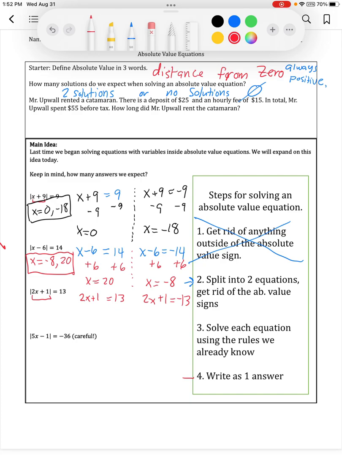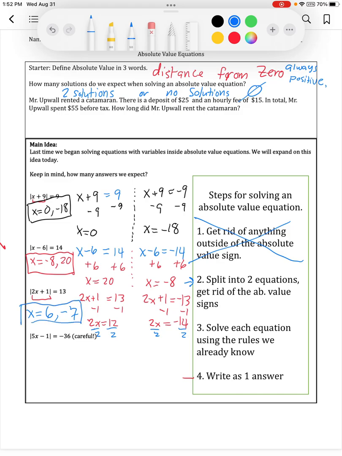We can solve each one. I'm just going to solve them both at the same time. I'm hoping at this point solving an equation is something we are very familiar with. That'll give us 2x is equal to 12, 2x is equal to negative 14. We can divide each by 2. And we're going to get the answer of x is equal to positive 6 or negative 7.